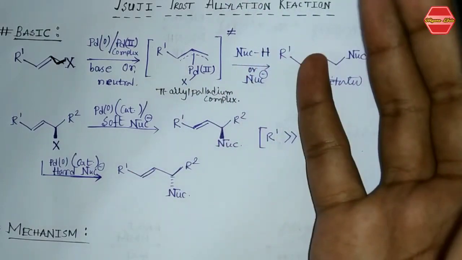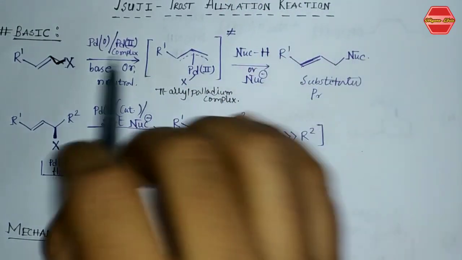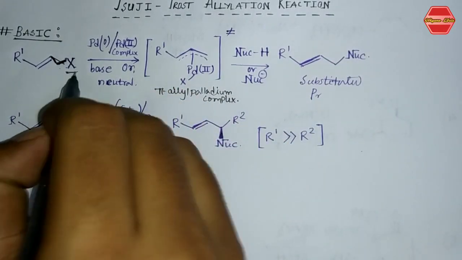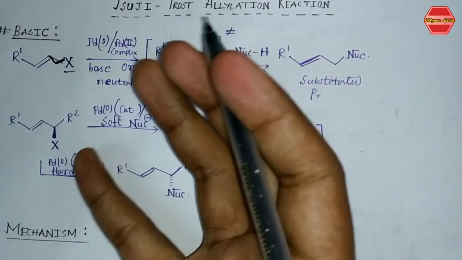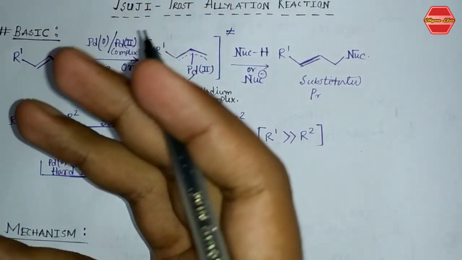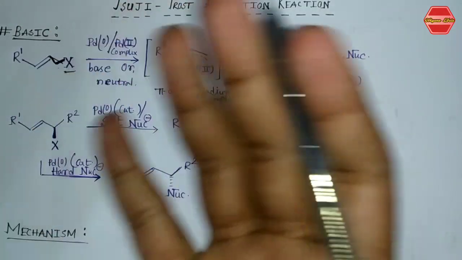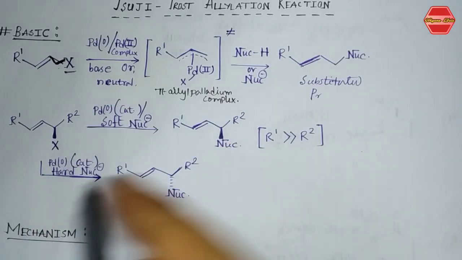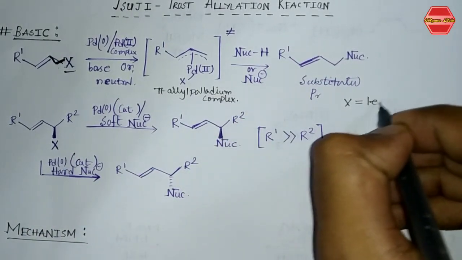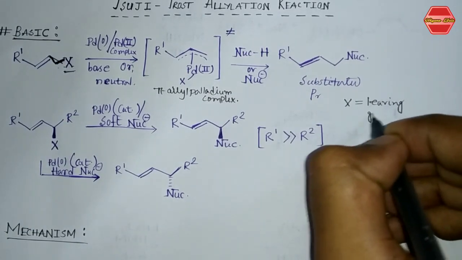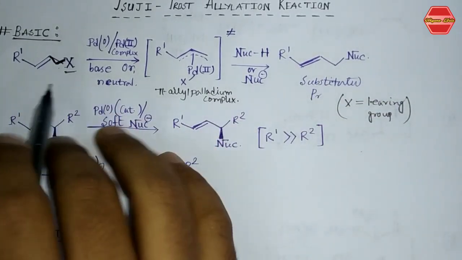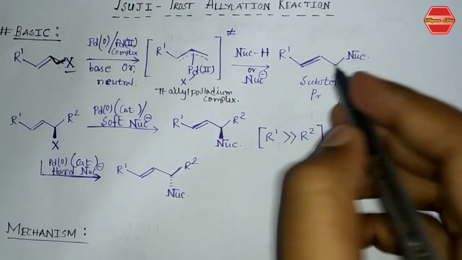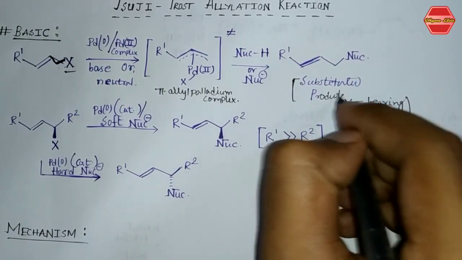After that, if you have any nucleophile, it can directly attack this position and you get the substituted product. Your X may be any kind of halide, or OAc or OCO2R, these types of groups. X is basically your leaving group. If you put this into the palladium 0 complex with a nucleophile, you get a substituted product.